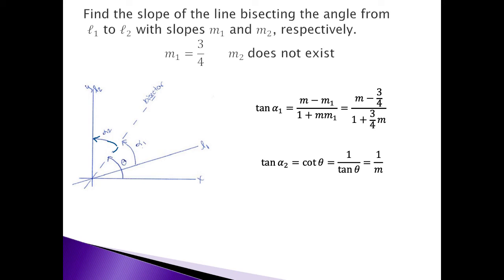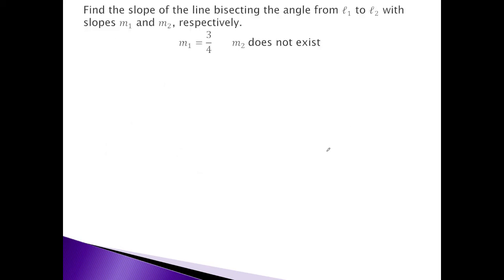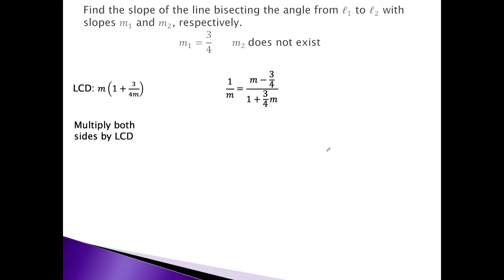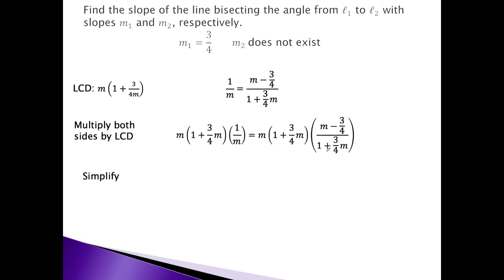Alpha 2, the tangent of alpha 2, well, if I look at the tangent of alpha 2, that slope is undefined, so I'm going to look at the cotangent of theta, which is the same thing as the tangent of alpha 2. So that's 1 over the tangent is the cotangent of theta. 1 over the tangent of theta is the same thing as the tangent of alpha 2. And so that's 1 over M. So then I have 1 over M equals M minus 3/4 over 1 plus 3/4 M. I find the LCD, multiply both sides by the LCD, and simplify.